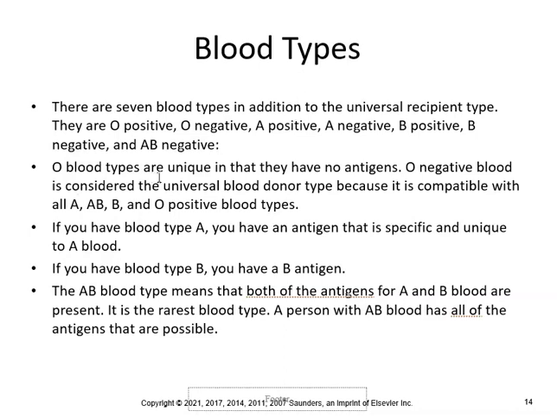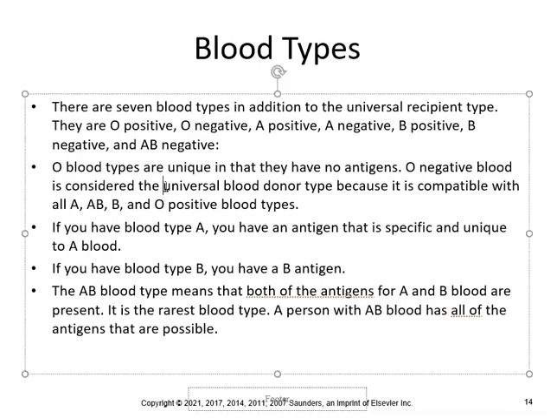So O blood types are unique in that they have no antigens. O negative blood is considered the universal blood donor because it is compatible with all A, AB, and O positive types. So the universal blood type donor is O negative. If you have blood type A, you have an antigen that is specific and unique to A blood. If you have blood type B, you have a B antigen.